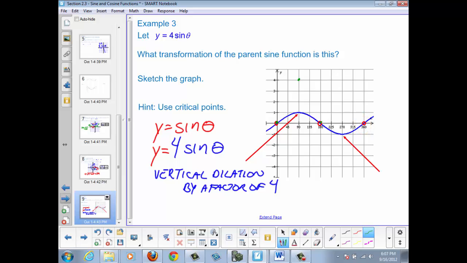At 180, we're at 0 again. At 270, I'm at negative 1, so now I drop down to negative 4. And at 360, I'm back to 0. 4 times 0 is 0. Now we play a game of connect the dots. And this would be our sketch. And there's our lesson.